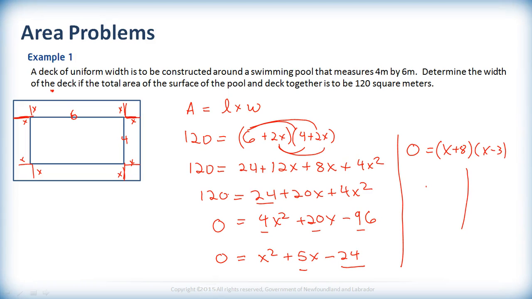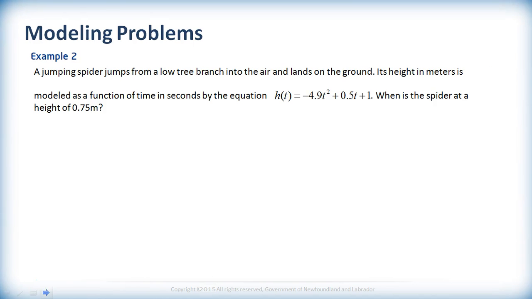So using the zero product property, that tells me that x plus 8 is going to be 0, or x minus 3 will be 0. Meaning that x is either negative 8, which doesn't make any sense, or x could be 3. I'm going to take 3 to the bank all day long. We got a 3 meter wide deck. It's quite a big deck built around that pool. Okay, let's take a look at the next one.